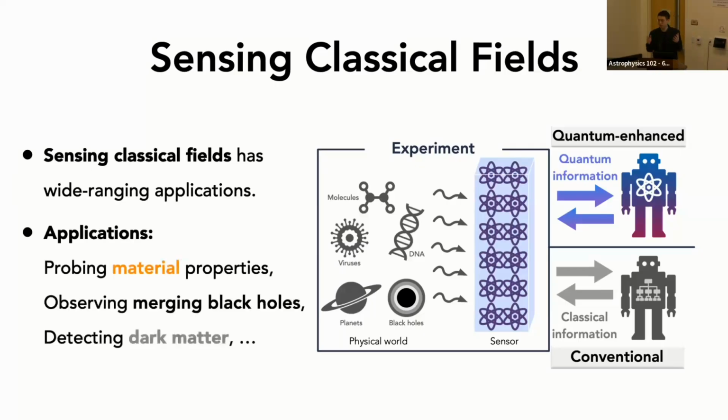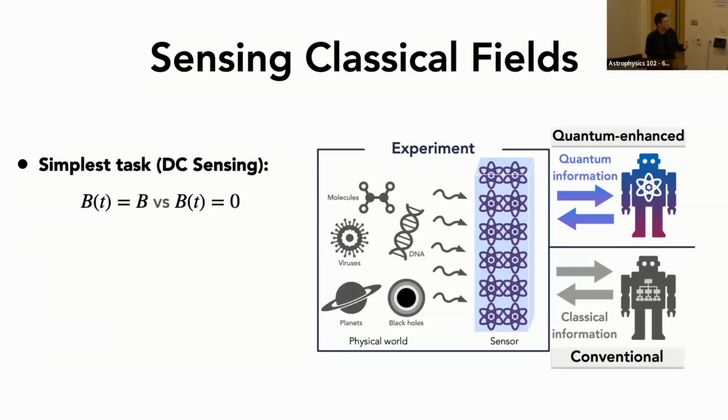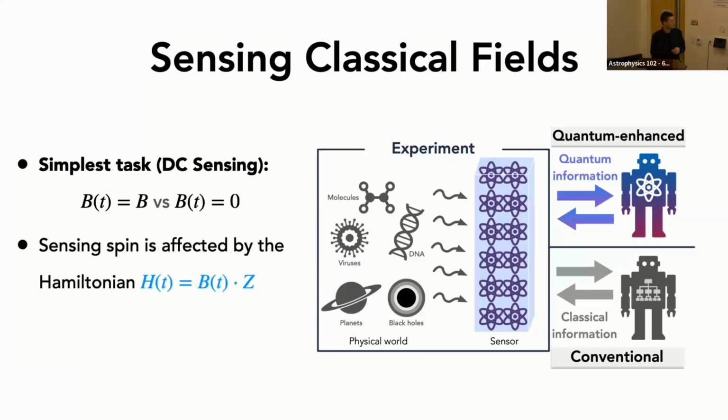Quantum sensing has also been a very broad field with a lot of activity. And one of the simplest tasks that people have studied in sensing classical fields is DC sensing. It's the following very simple task. Basically, we are trying to detect whether there's a small field, B, coming into our sensor, or there's no field. And for now, let's assume that the sensor is essentially a single spin that's being affected by the Hamiltonian determined by the field coming into the sensor.